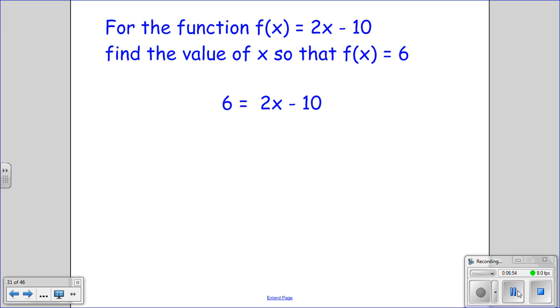Let's try one more of these where we have f of x equals 6. And you can see I put 6 in for the f of x equals 2x minus 10. And then we'll have 16 equals 2x when you add 10 to both sides, and divide by 2 on both sides, you find out x equals 8. We found the value of x when the f of x equals 6, or in other words, when y equals 6.